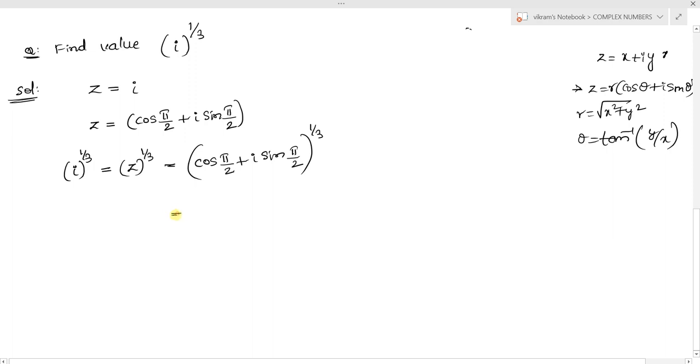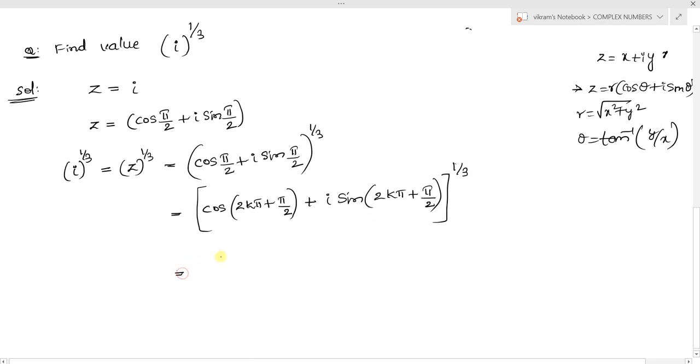Now generalize. So how to generalize this? We have to generalize as cos of 2k pi plus pi by 2 plus i sine of 2k pi plus pi by 2. This is the generalization of the given complex number power 1 by 3. Now apply DeMoivre's theorem.